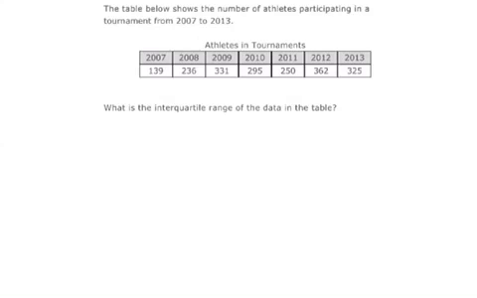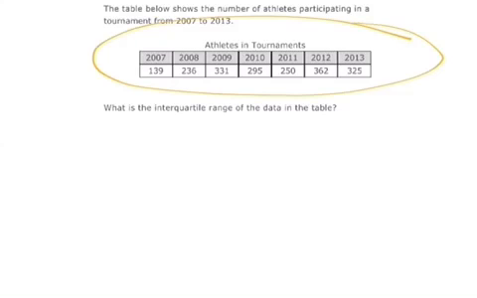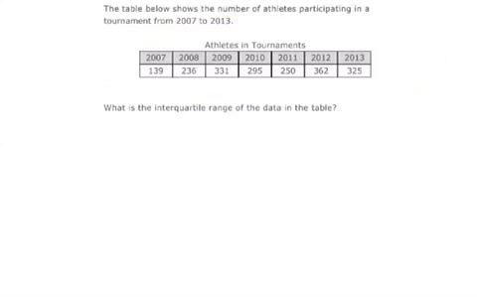The table below shows the number of athletes participating in a tournament from 2007 to 2013. We have our table of athletes from 2007 to 2013. What is the interquartile range of the data? Tricky when we get to interquartile.